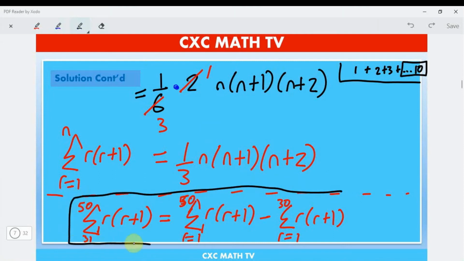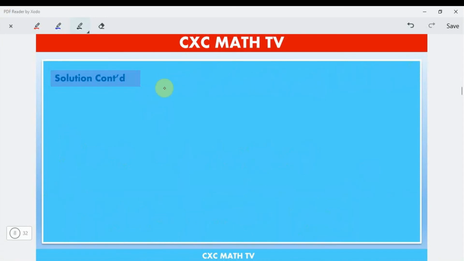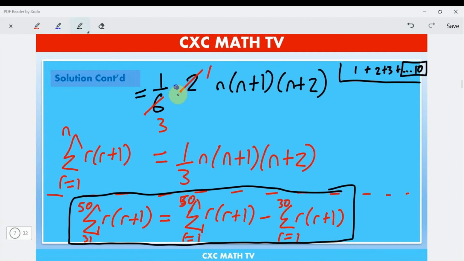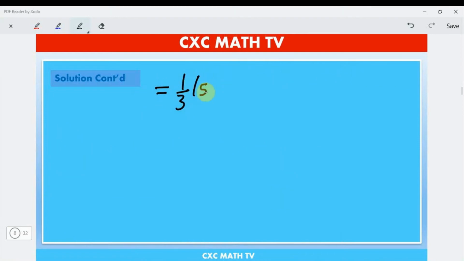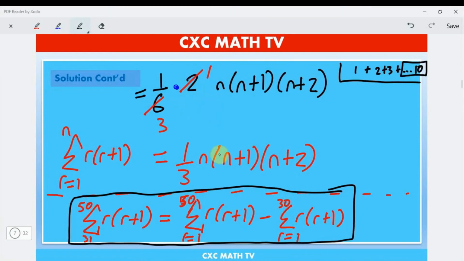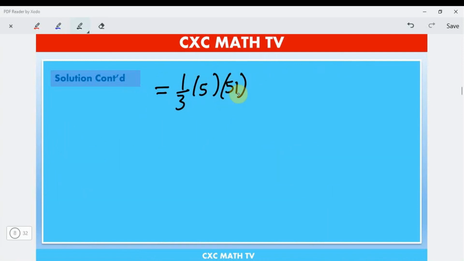Because we just learned a formula above that tells us that the sum from 1 to n of r times r plus 1 is this. So we can replace n with 50 here to evaluate this side, and then replace n with 30 to evaluate this side. Take the difference and that will give us the answer. Wow! So let's go ahead and do that. So now we can get that this is equal to the sum from 1 to 50 would be 1 over 3 times 50 times 50 plus 1 is 51 times 50 plus 2 is 52.